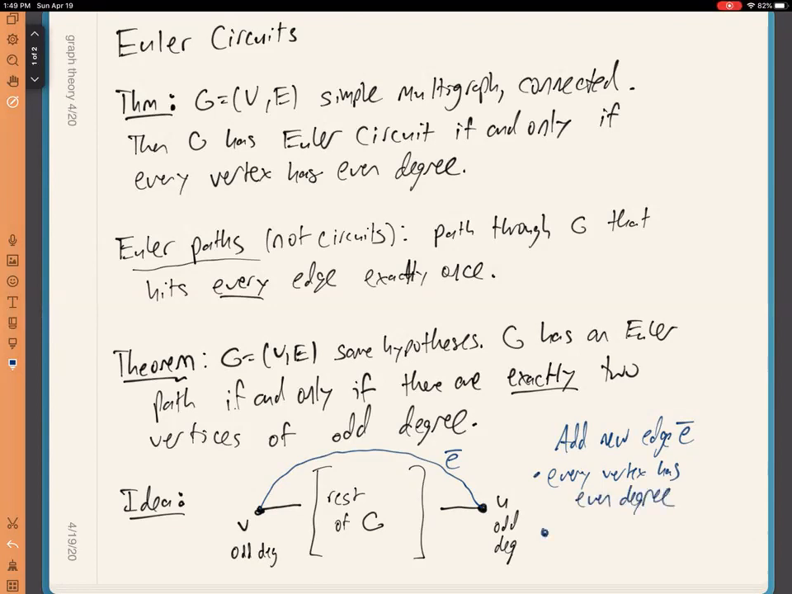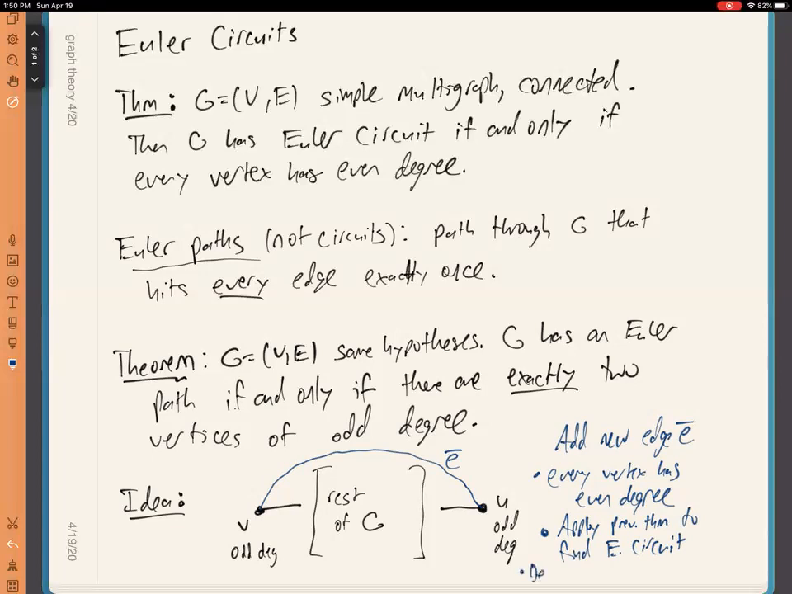Right? And well, if every vertex in this modified graph has even degree, I can apply the previous theorem to find an Euler circuit using the algorithm we talked about last time. And then what happens once I have this circuit? Well, if this circuit crosses through every single edge in the graph exactly once, including E bar, this artificial edge which I've added, then I can just delete E bar from the circuit to get a path, right?